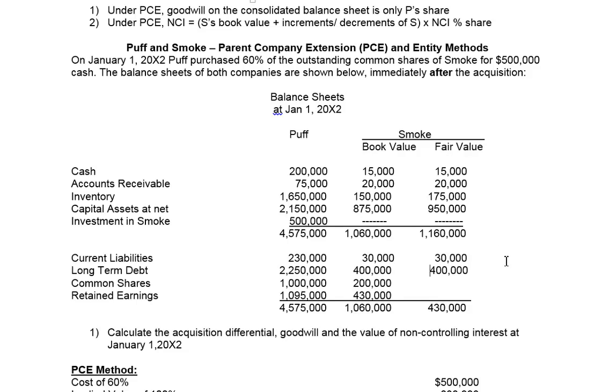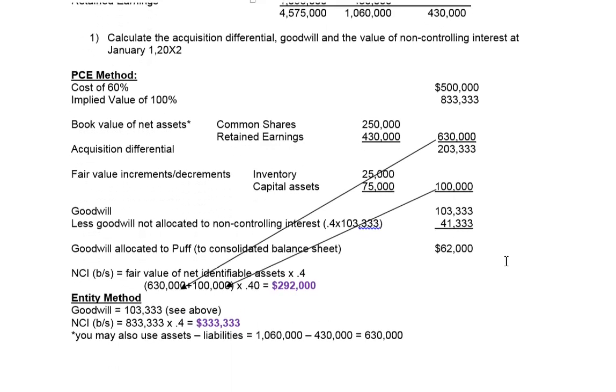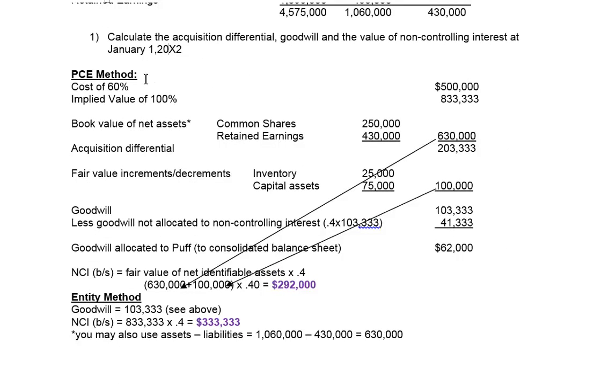So now, with these figures in mind, we want you to calculate the acquisition differential, goodwill, and the value of NCI at acquisition date. We're going to do it first under the parent company extension theory. So we know we bought 60% of the outstanding voting shares, and that cost us $500,000. But the fact of the matter is we control by owning less than 100%. So what's the implied value of what it would have cost us to buy 100% of the investment? Even though we don't, because we have control. We control the investment, but we only control with 60%. So we're anxious to find out what is the implied value of 100%.